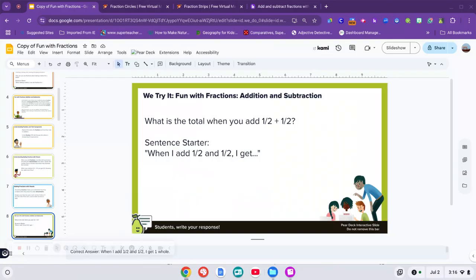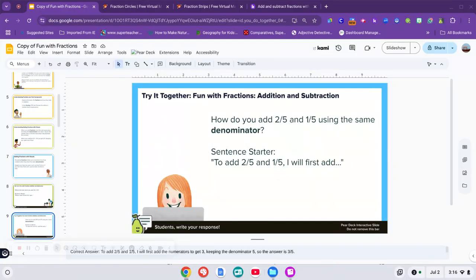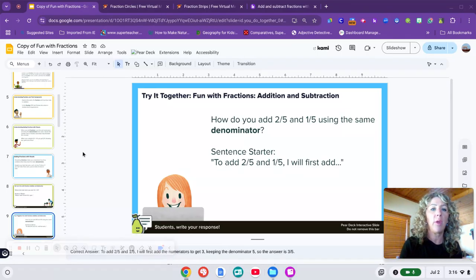So, let's go on to our next one. Now, we're going to try it together. How do you add 2/5 and 1/5 using the same denominator?